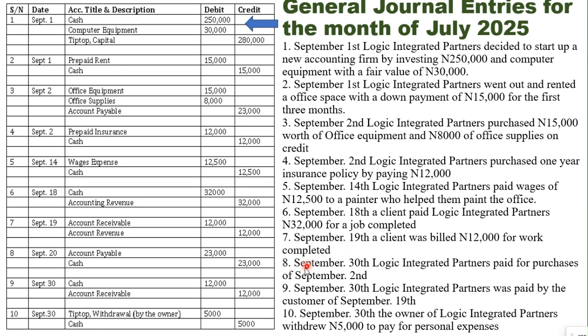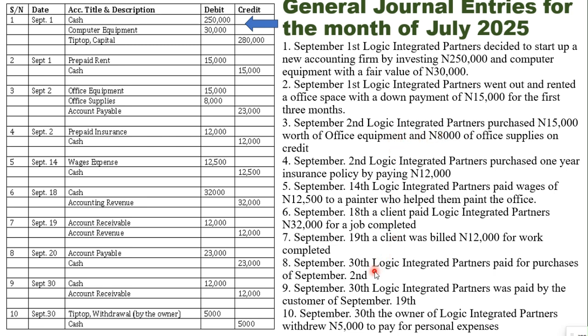So in number eight, September 30th, Logic Integrated Partners paid for purchases made on September 2nd. The September 2nd transaction is the one where we have 23,000 naira, which is office equipment and office supply on credit. Am I correct? September 2nd. Okay, yeah, look at it: office supply and office equipment on credit.